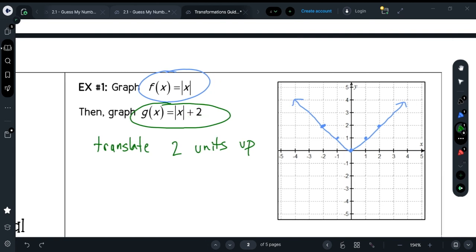Okay, so what this means is now our starting point, which was originally right here for the parent function, is going to be scooted up 2 units. And every other point is also going to be scooted up 2 units. So guess what? These are the points we get. And this is the graph that we get. Exact same shape, still a V shape, but now it's been translated 2 units up.